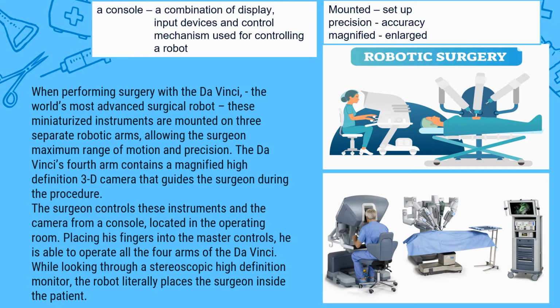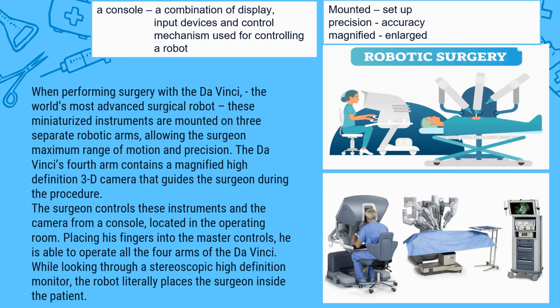The surgeon controls these instruments and the camera from a console located in the operating room. Placing his fingers into the master controls, he is able to operate all the four arms of the Da Vinci. By looking through a stereoscopic high-definition monitor, the robot literally places the surgeon inside the patient.